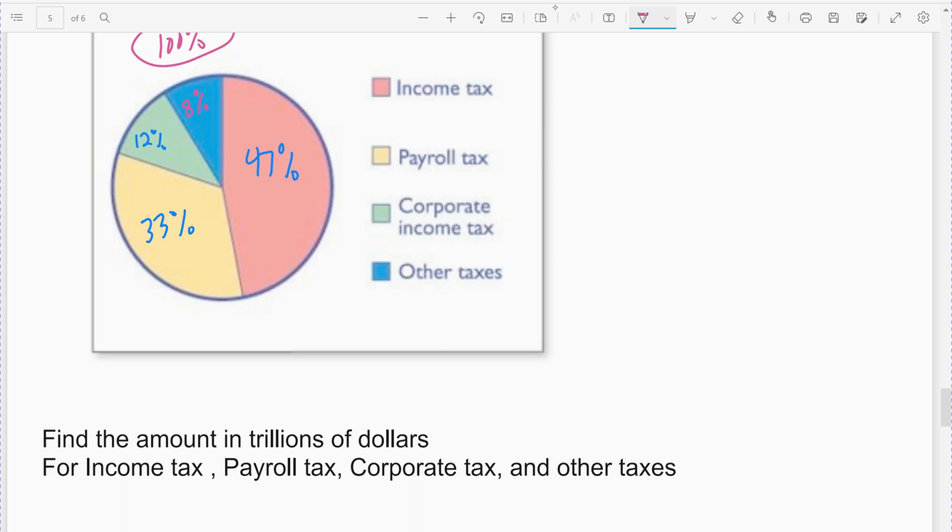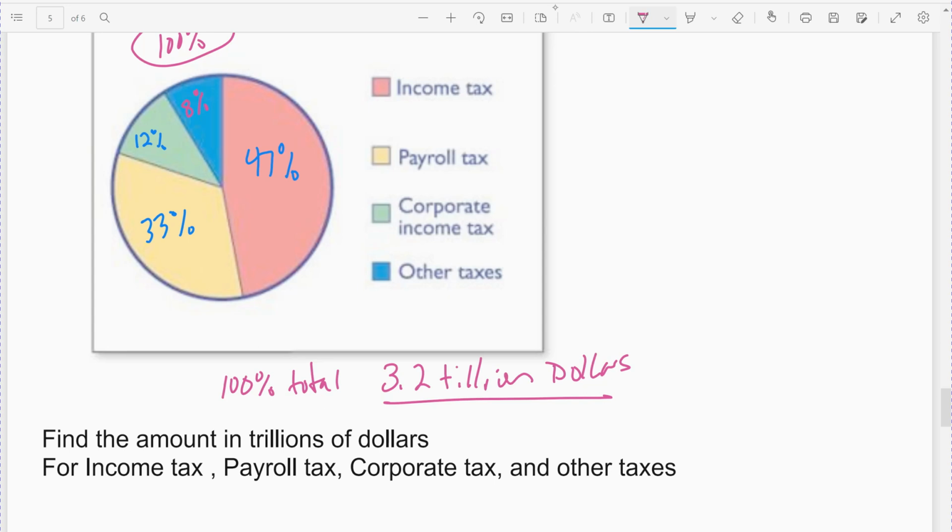We know it's 47% of the total. Well, how much is 47% of the total? We know payroll tax is 33% of the total. Well, how much is 33% of the total? So we know 100%, which is my total, was $3.2 trillion. We want to know how much of that. It should add up. When I add my numbers up, they should add up to 3.2 trillion, no more, no less. It should be the exact same amount.